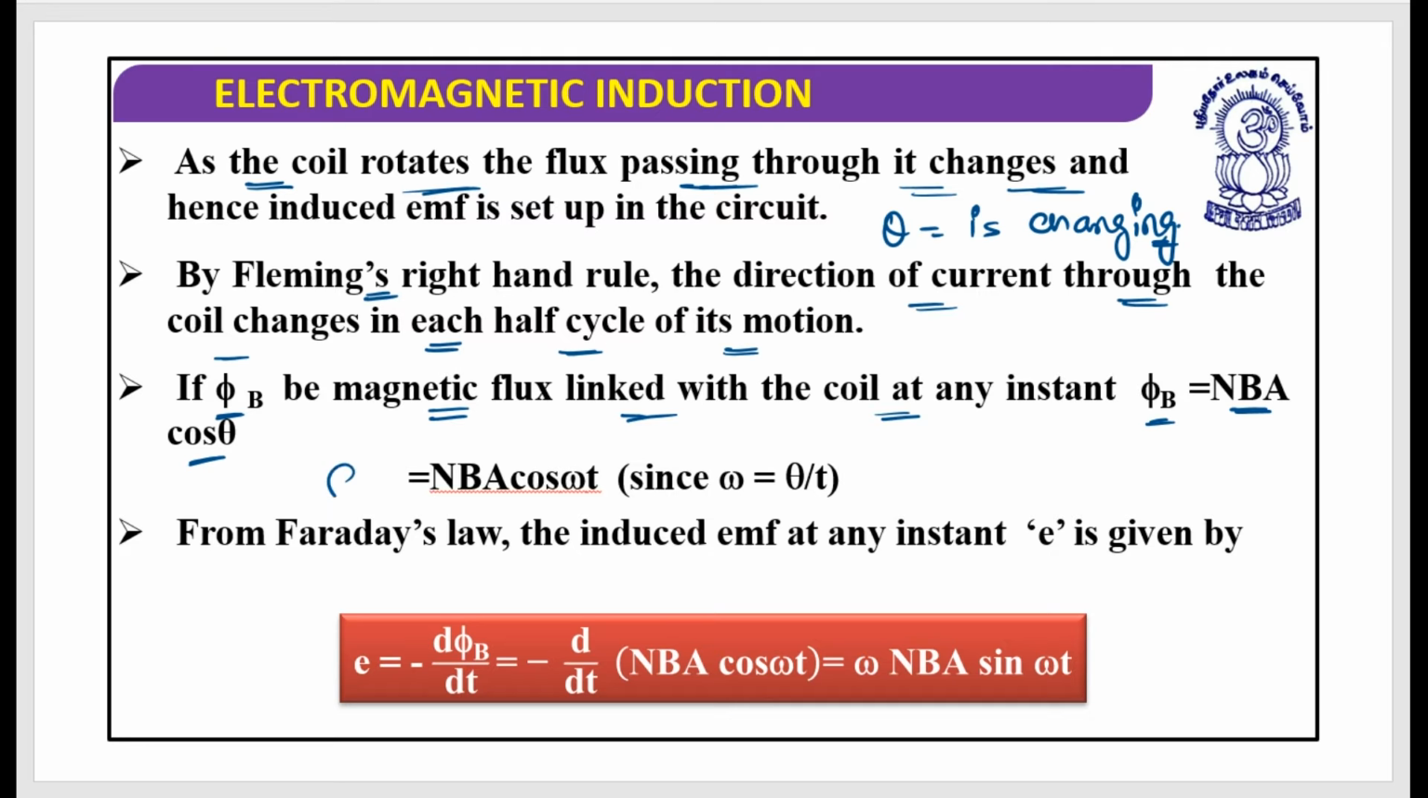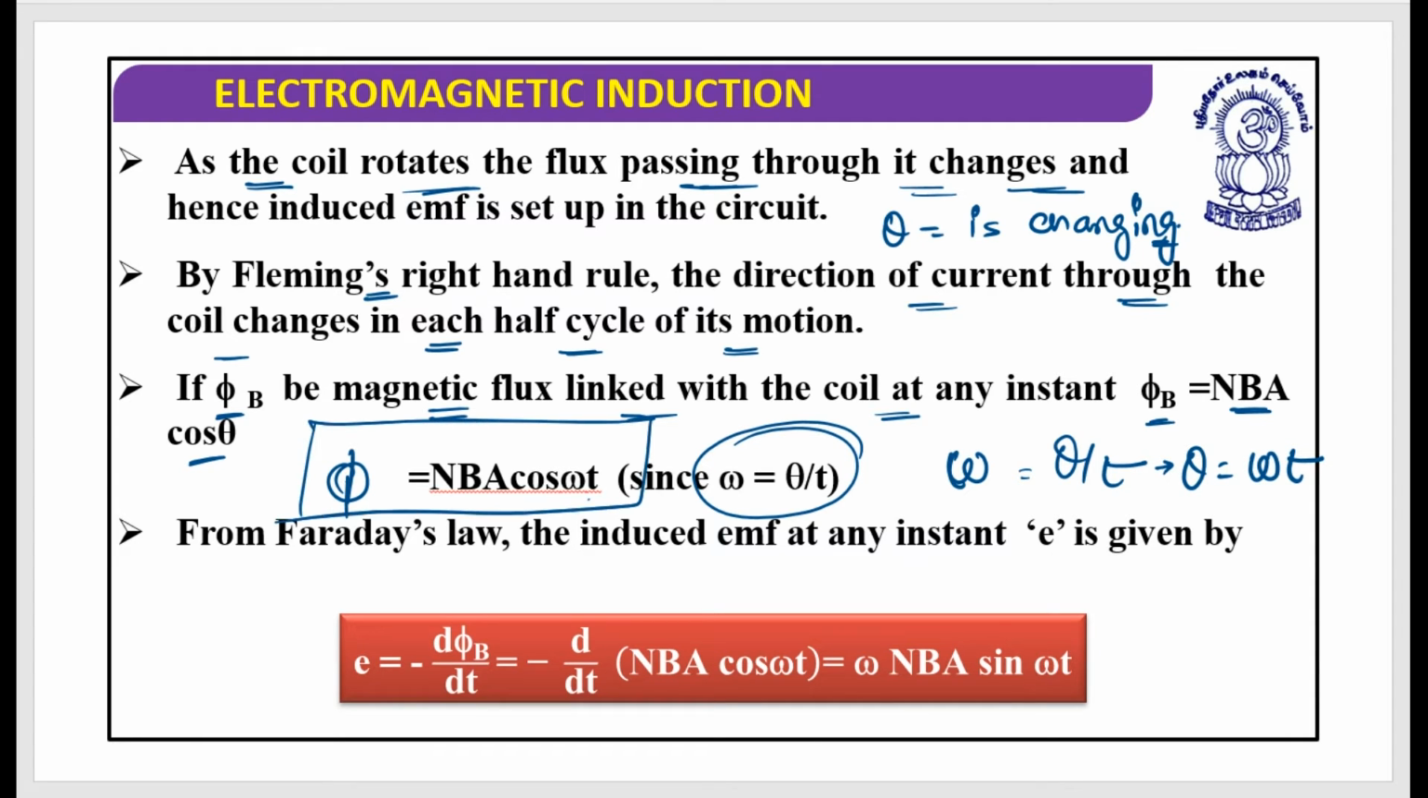It is something like this: phi is equal to NBA cos theta. Now we have this relation omega is equal to theta by t, and if I replace this, then theta could be written as omega into t. So this flux could be considered as NBA cos omega t.